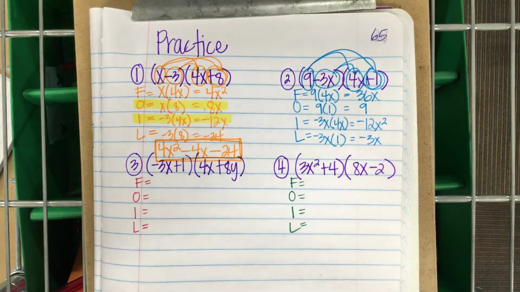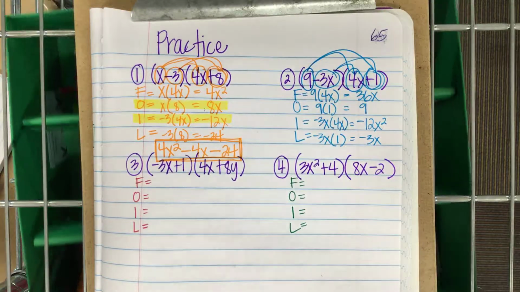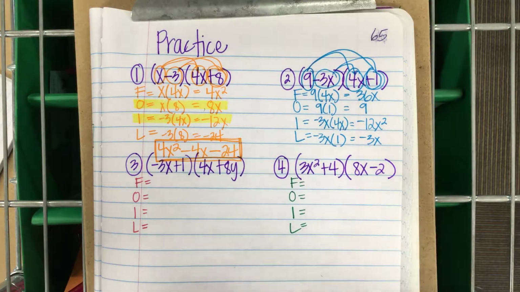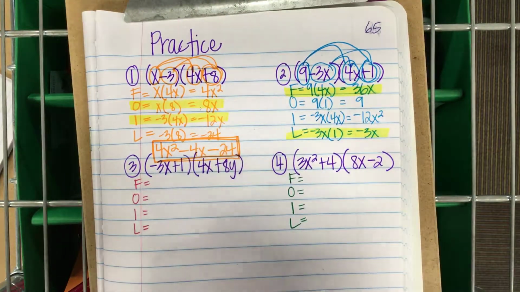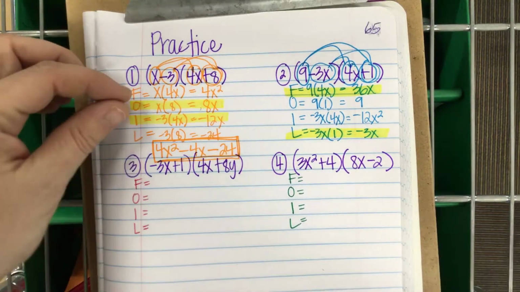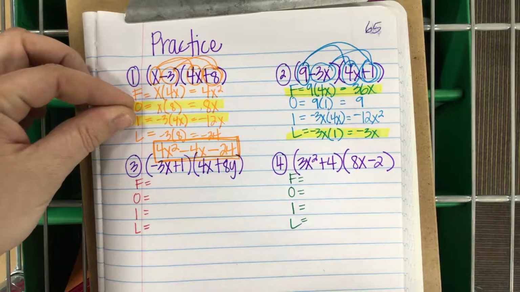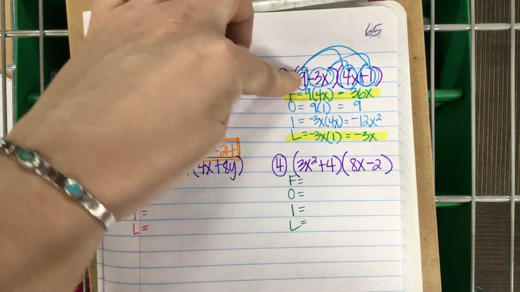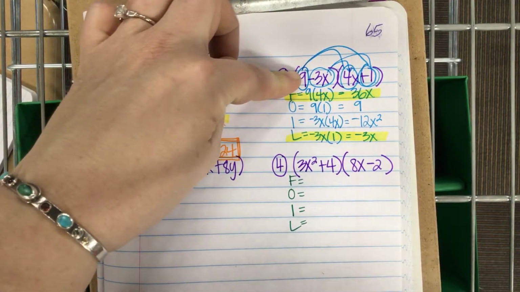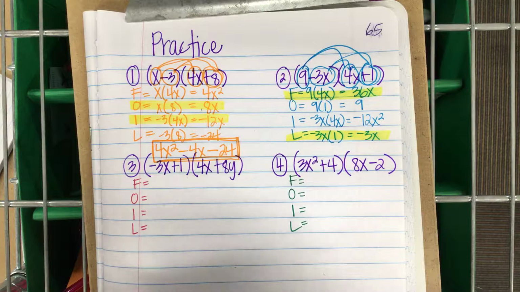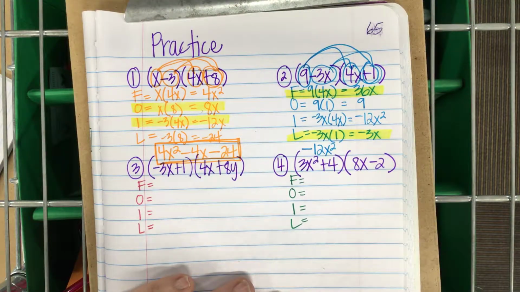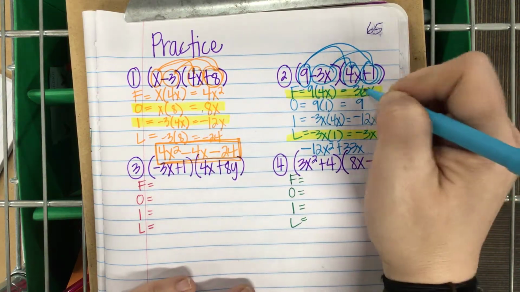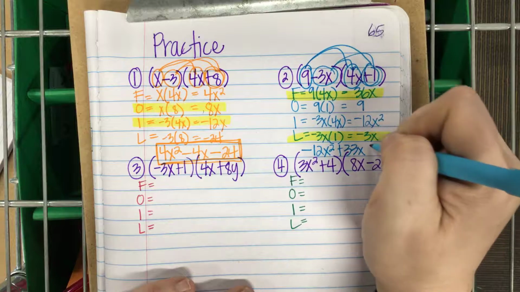negative 3x. I'm going to stop, and I'm going to look for like terms. Anything? 36x and negative 3x. And the reason they're not in the O and I spot, which is where they typically are, is because this is not written in standard form. So it looks weird. I have to really be aware and focused. So what's my solution to number 2? Negative 12x squared plus 33x, because 36 minus 3 is 33, plus 9.